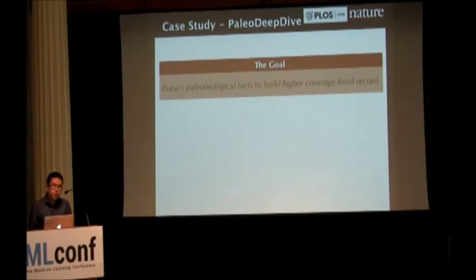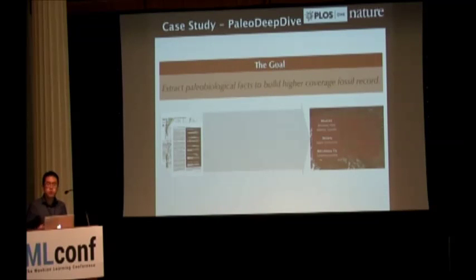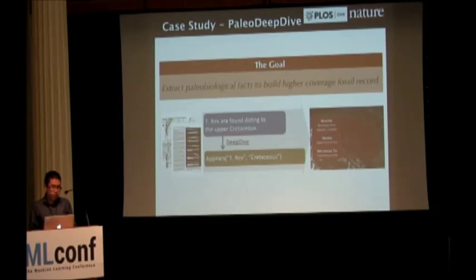One application we built is called PaleoDeepDive. The goal is to extract paleobiological facts to build a higher coverage fossil record. The input of the system is a collection of journal articles, and the output is a knowledge base containing information about fossils. For example, if we see this sentence from journal articles, we expect the system to output a tuple to encode the fact that the dinosaur T-Rex appears in the age Cretaceous.